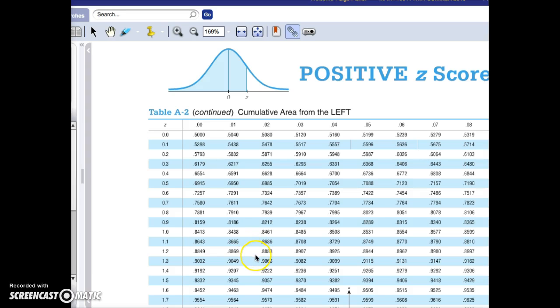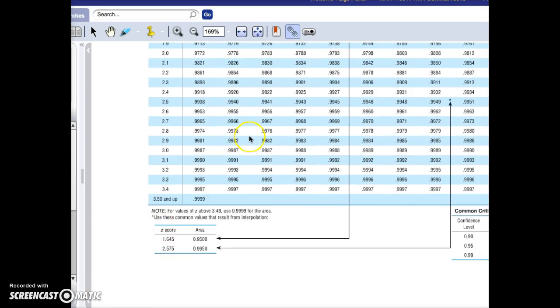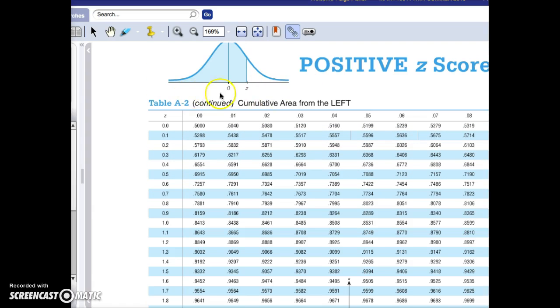So the z values are the values that are on the bottom of the curve. The z values are the values that are on the bottom of the curve, and the values that are in the middle of the table are the area, which is in the middle of the plot as well.